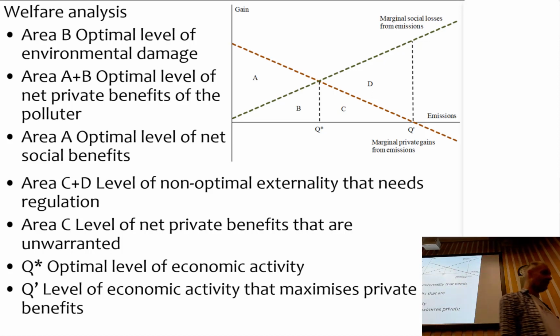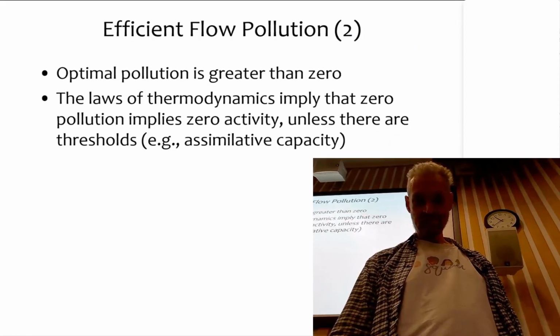The area C plus D is the amount of environmental pollution that should be regulated away, right? And the area C under the brown curve, under the private benefits curve, that is the amount of benefit that the polluter got at the expense of society. So that is the unwarranted level of pollution. That should be regulated away. Right? Optimal pollution is greater than 0.